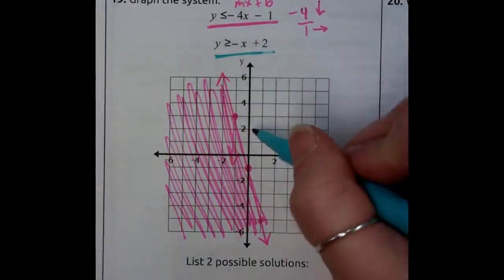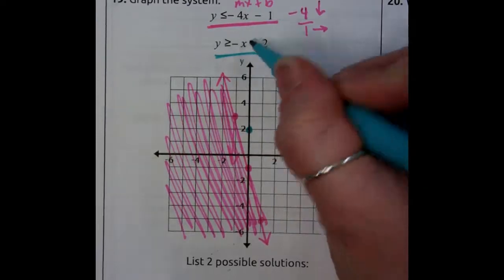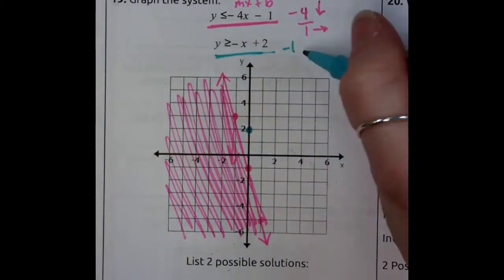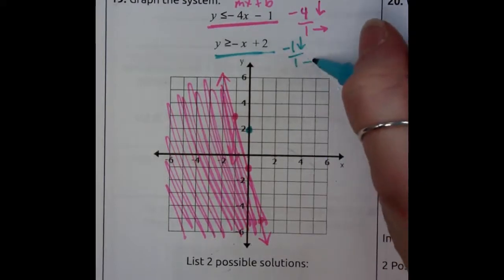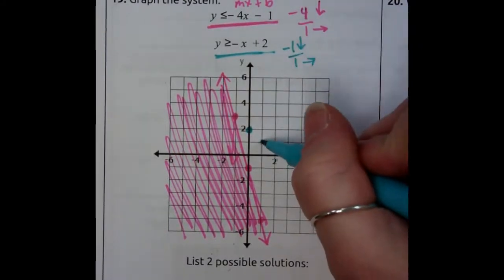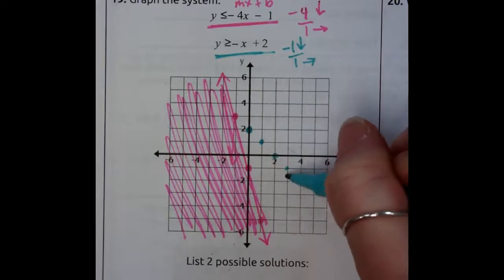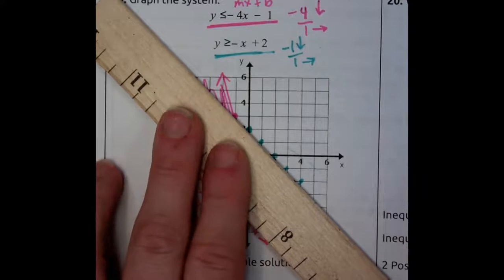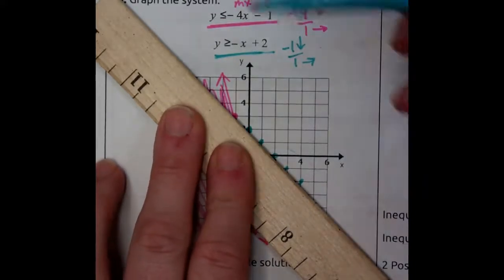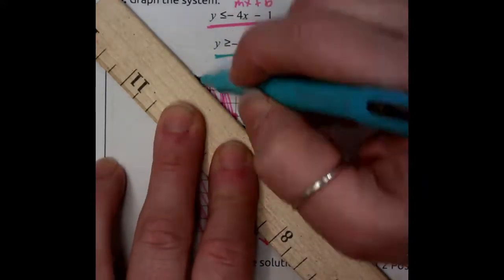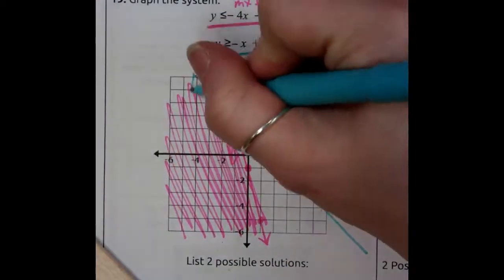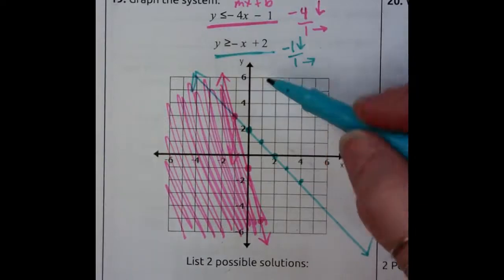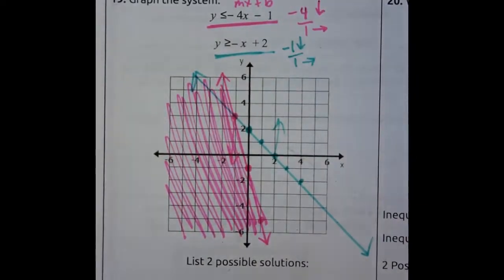Okay, second line. I'm at +2, and my slope is a negative sign, which really means -1 over 1. So that's down 1 to the right 1. Okay. All right, and as I line that up, this is also underlined, so this is also going to be solid. Now this one says greater than, so I'm shading this side.